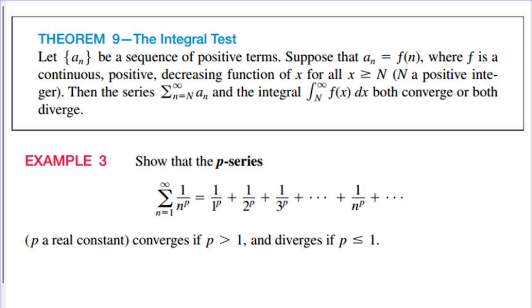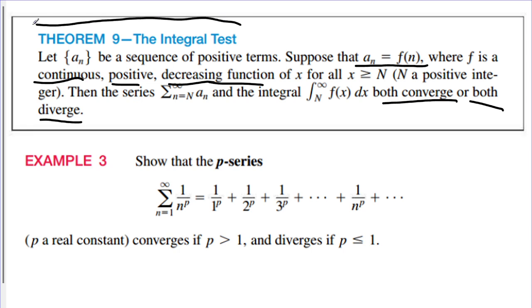Let a sub n be a sequence of positive terms. Suppose that we can set the sequence equal to a function f, where f is a continuous, positive, decreasing function. So we have to meet those conditions for all x greater than or equal to capital N, where capital N is a positive integer. Then the series, the sum from n equals N to infinity of a sub n, and the integral from N to infinity of f of x either both converge or both diverge. We're going to call that theorem 9, our integral test.